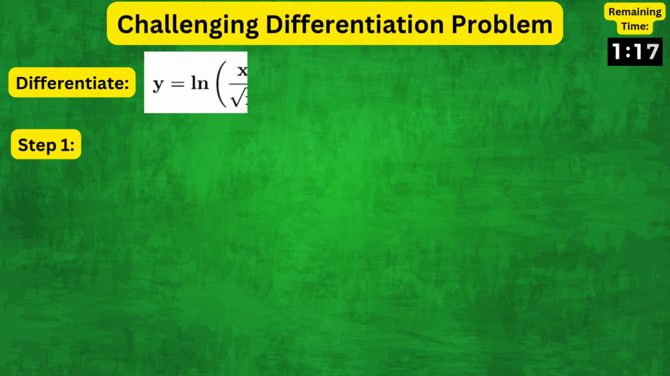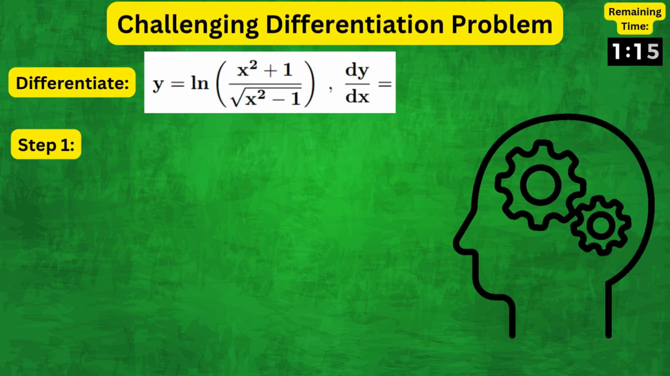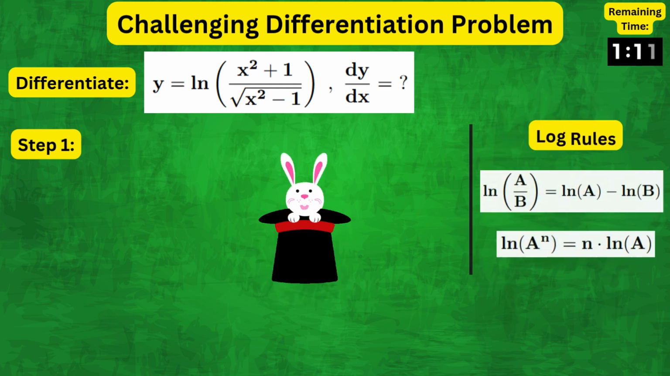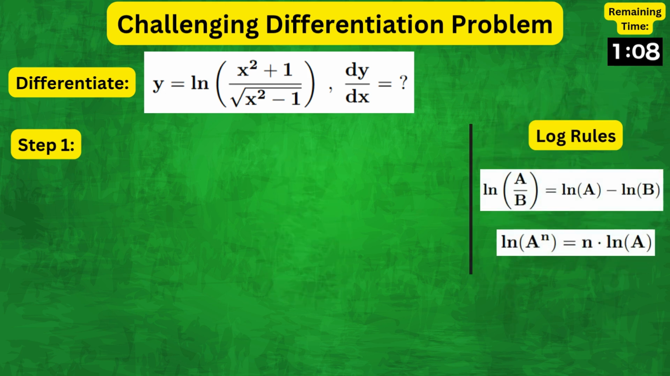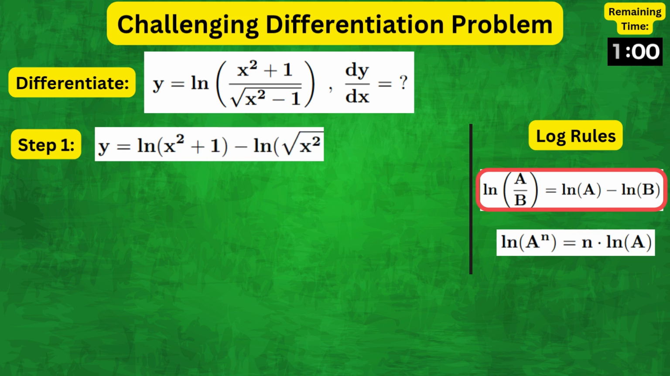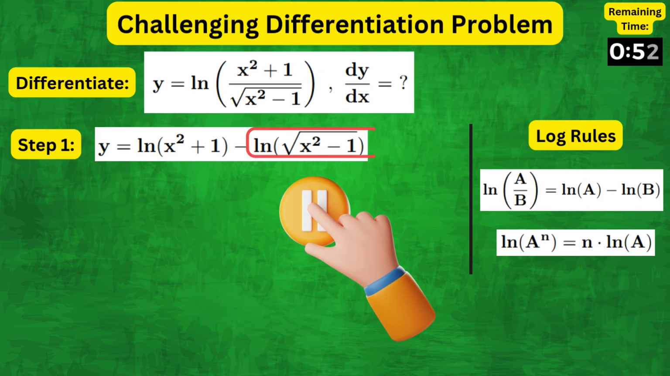Do you want to know how to easily differentiate this horrible looking question? Well, the trick is to first use the log rules to make the expression a bit simpler to solve. We can split it into two terms by using the log quotient rule given here. So we get natural log of x squared plus 1 minus natural log of square root of x squared minus 1. Now, can you think of how we can make the second term a bit easier to differentiate?